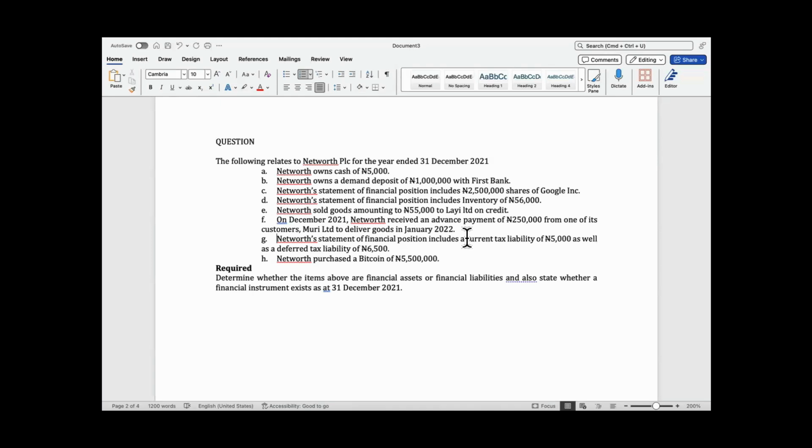So, current tax liability is current tax liability according to IAS 12. It is not a financial liability. Deferred tax liability is deferred tax liability according to IAS 12. It is not a financial liability because they are not contractual. It is not a contractual obligation. I don't have a contract with the government.